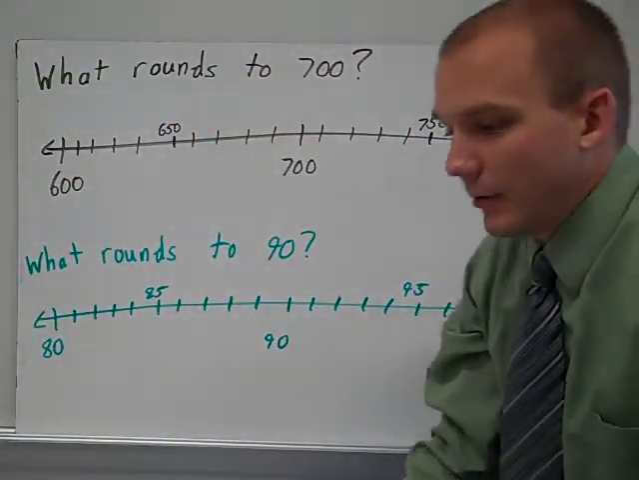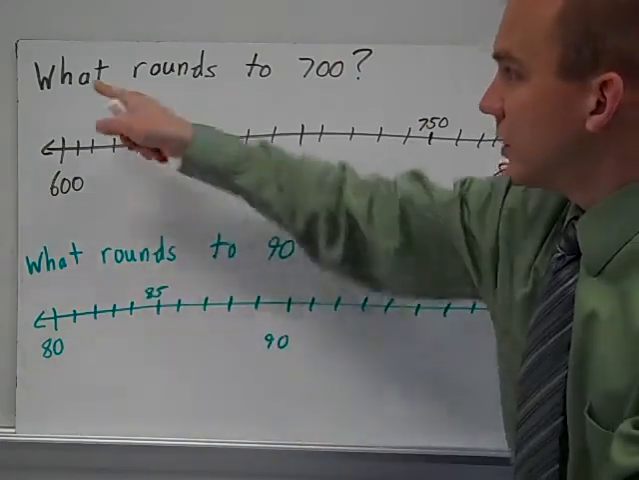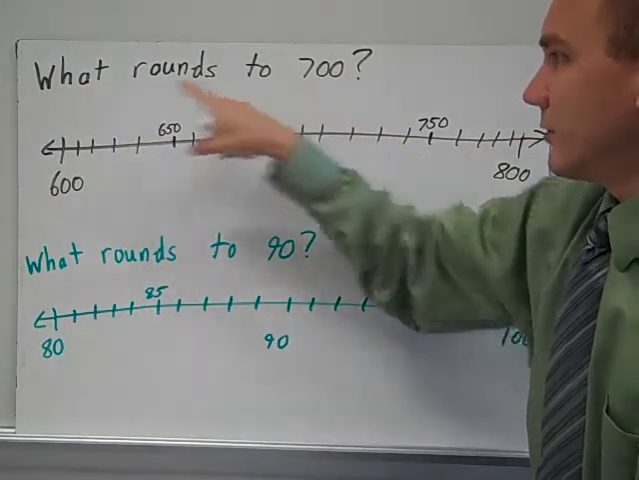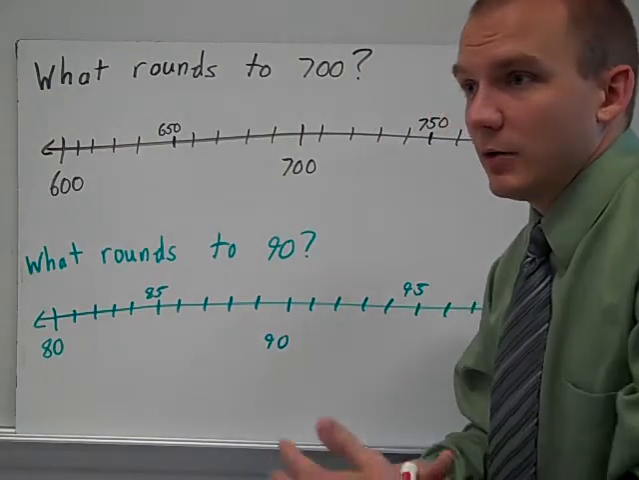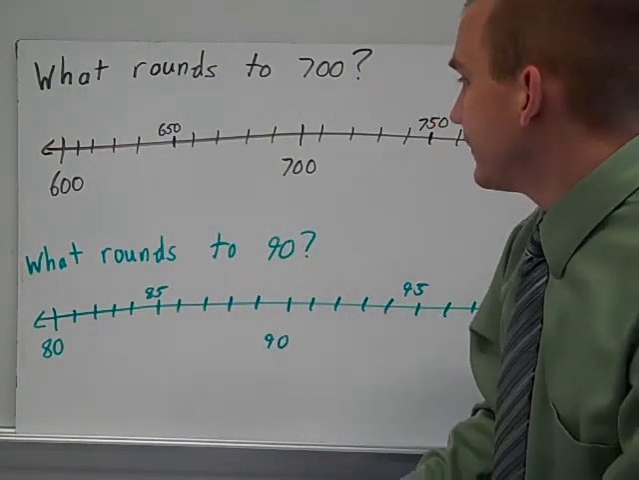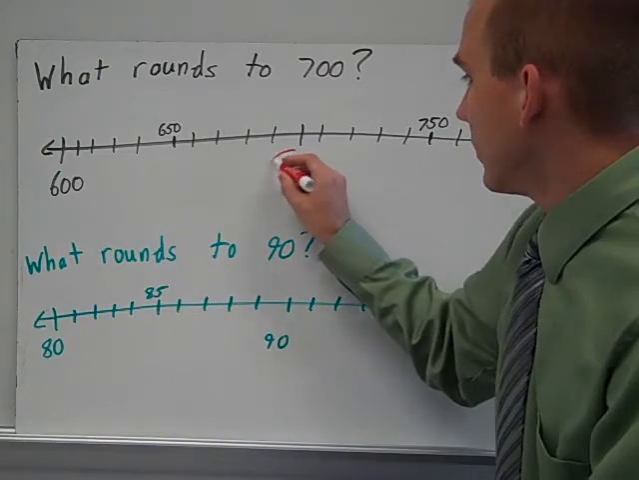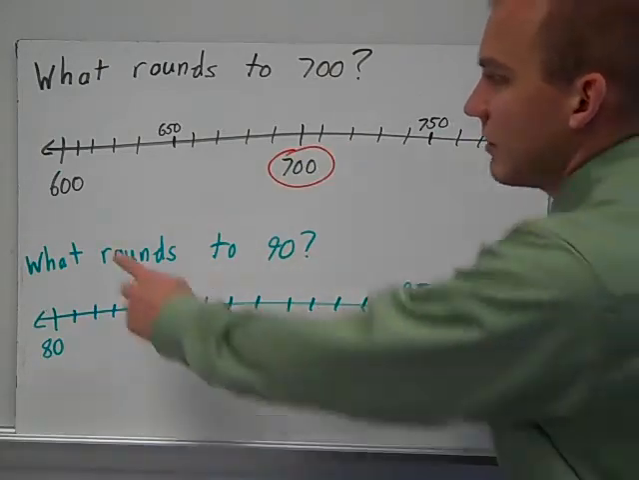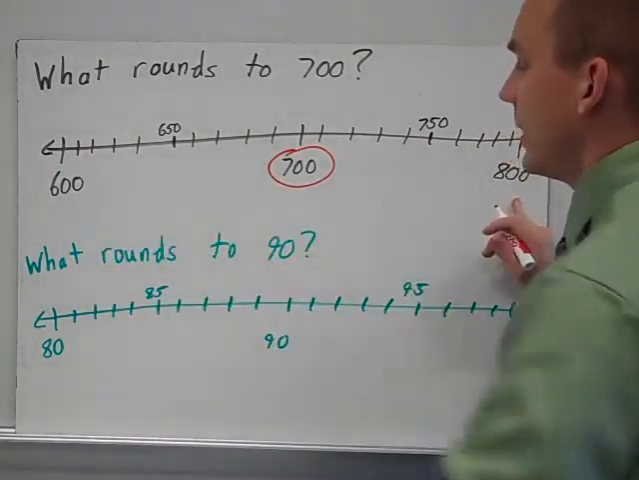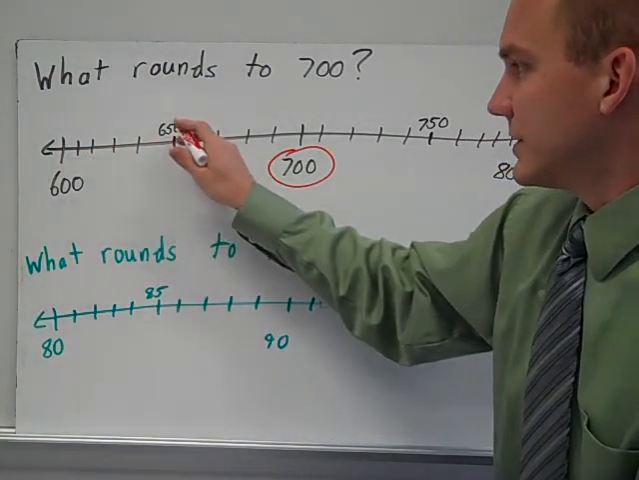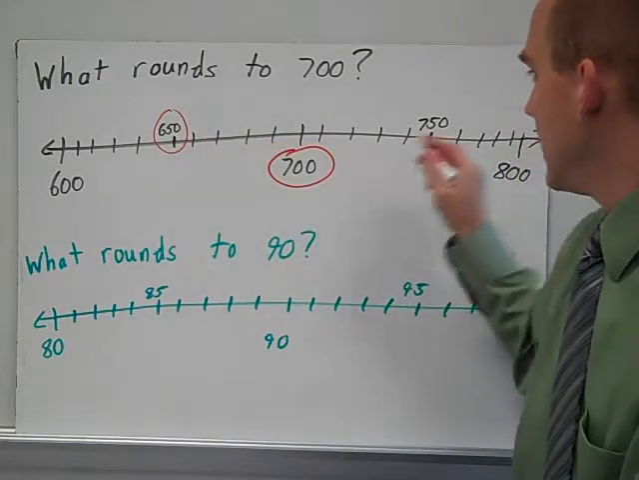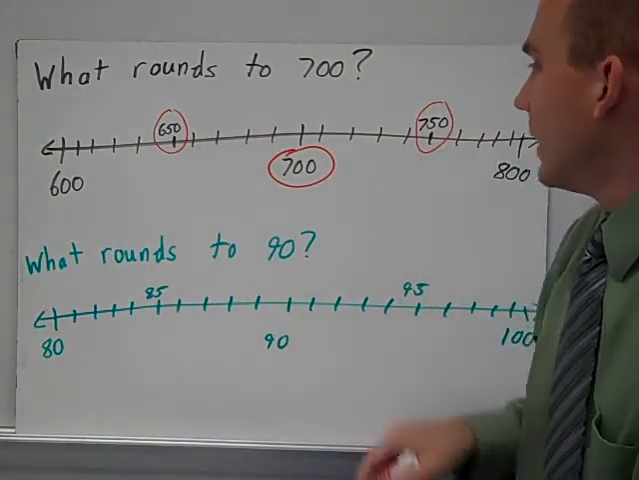Another way to look at rounding is kind of going backwards. So say I start with 700. I want to know what rounds to 700. What are the numbers that could possibly round to 700? Okay, well, here's a number line with 700 here. And notice how I filled in 600 and 800 as well. And you have 610, 20, 30, 40. Here's 650. And here's 750.